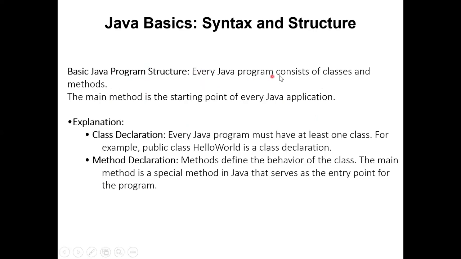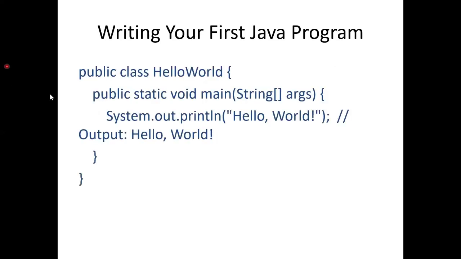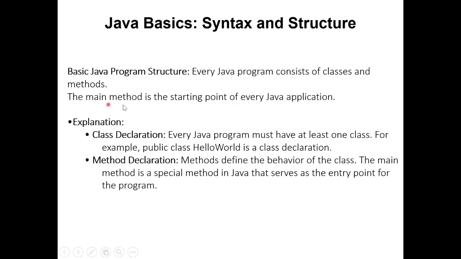Every Java program consists of a class and a method. I already told you, every Java program should consist of at least one class and at least one method. So this is the main method. At least one main method should be there, then it fulfills the scenario. The main method is the starting point of every Java application.